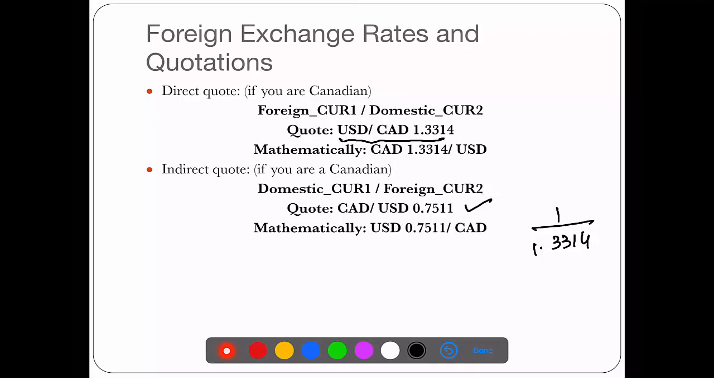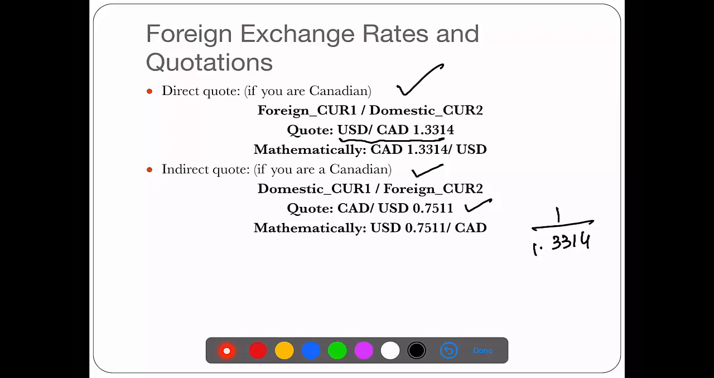So in other words, how many units of the foreign currency are needed in order to buy 1 unit of the domestic currency? Because you are the Canadian over here, this is the indirect quote. This turned out to be the direct quote for an American citizen, and this turned out to be an indirect quote for the American citizen. So always remember this: when you are converting your domestic currency in order to buy 1 unit of the foreign currency, that is the direct quote for you.